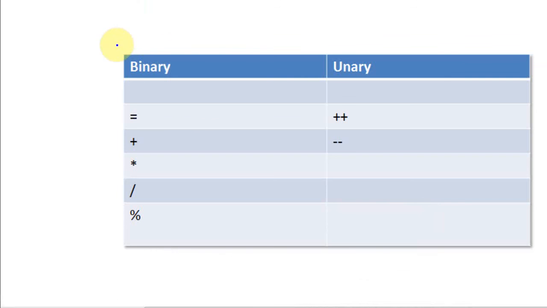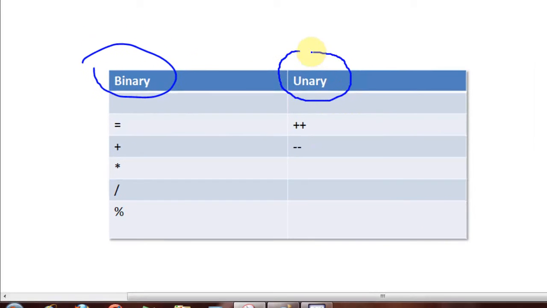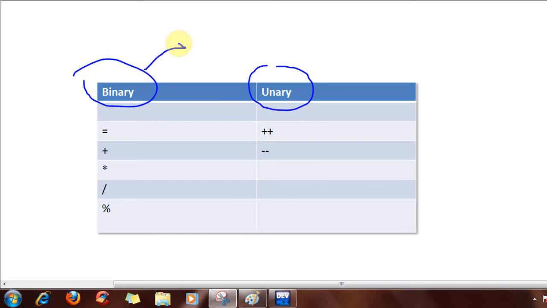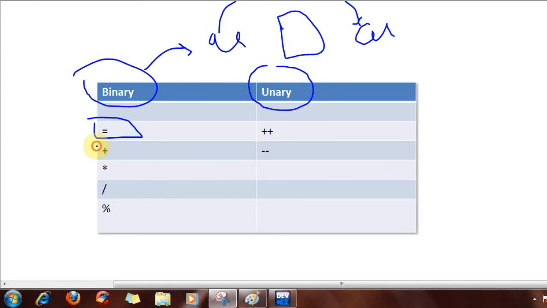Now operators are of two types, binary and unary operators in C++. Binary operators are those which take 2 arguments. Like here's the argument, here's the binary operator, and here's another argument. Without 2 arguments this won't work. That's why it is called binary operator. This one here is the assignment operator, and you know, all these addition, multiplication, division, and this one here is modulus, which gives you the remainder.